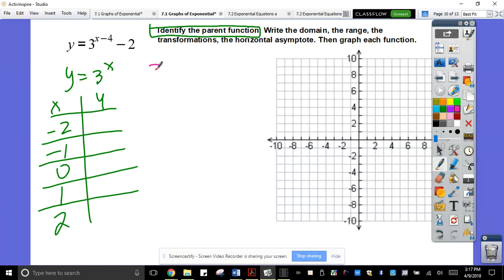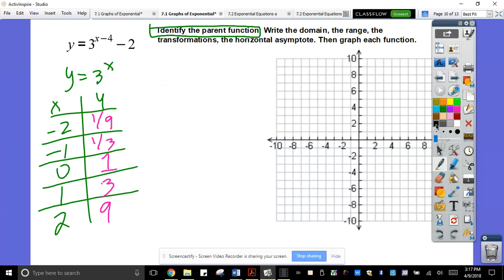Negative 2, you plug it there, 3 to the negative 2, which is a negative exponent. So the 3, which is numerator, has to go down. That becomes 1 over 9. 3 to the negative 1, which is numerator again of 3, but there's a negative 1, so that goes down, which gives us 1/3. 3 to the 0 will always be equal to 1. 3 to the 1 is 3, and 3 squared is going to be equal to 9.